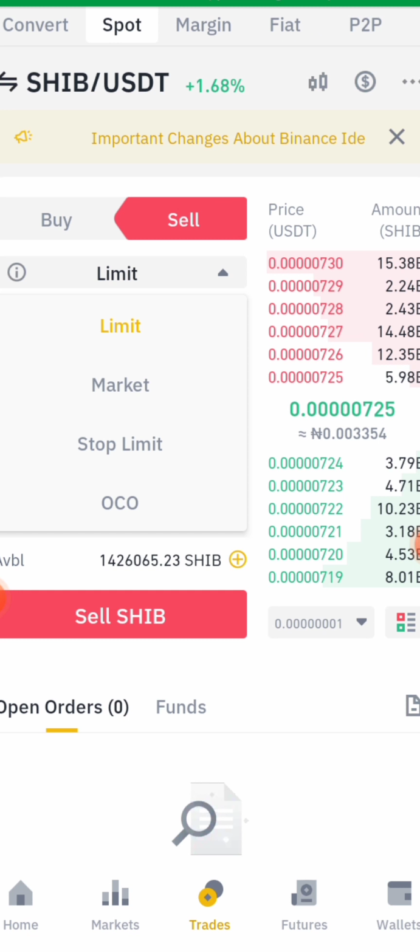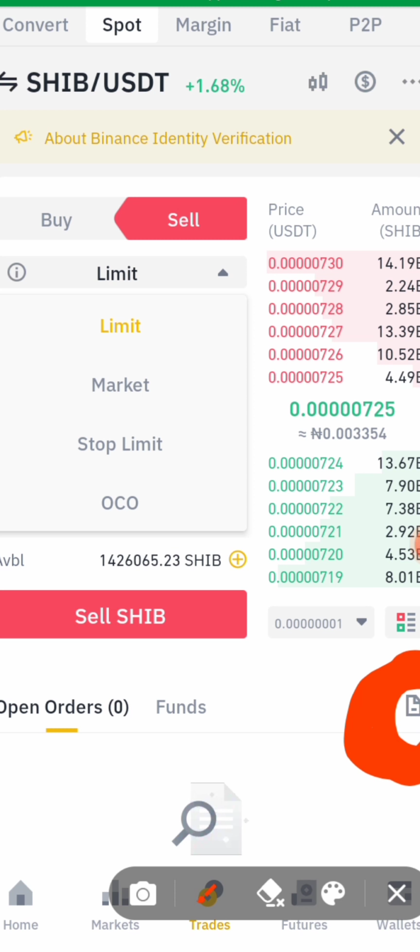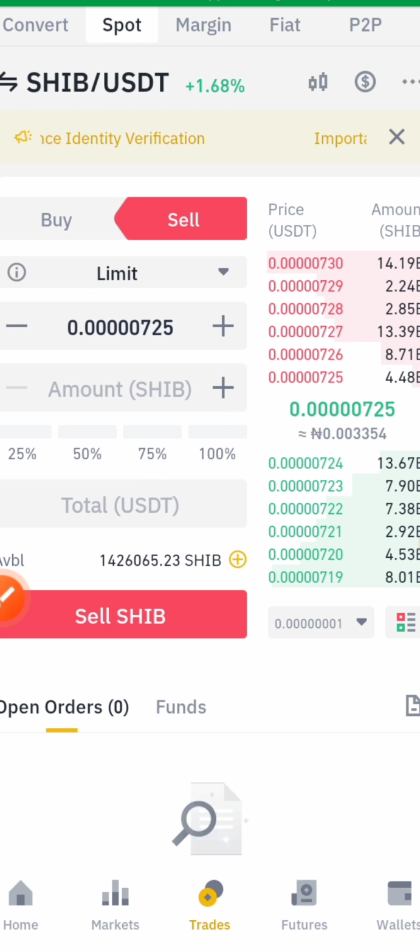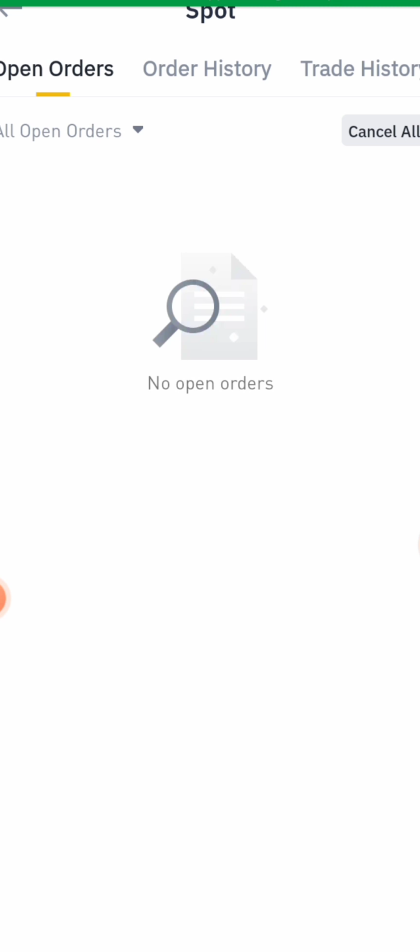Now, if you want to track your transactions, the amount you spent on each of the trades that you initiated or executed, then this is where you see them. This small button here. If you click that very small button, it's going to open this place. Okay, currently I don't have any open order.